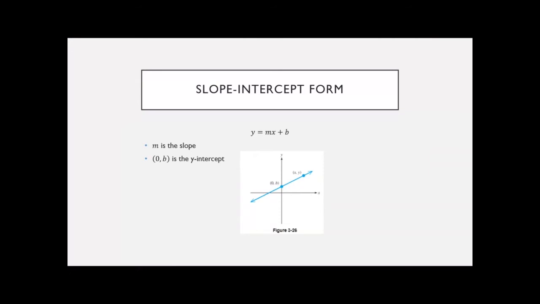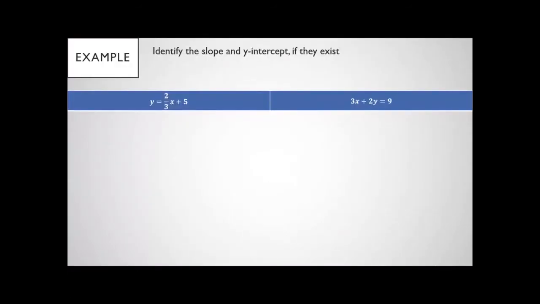So the value for b is where the graph hits on the y-axis, as you can see on this graph. So b is where it crosses the y-axis, and then you may have some other point. But for slope-intercept form, you need to know the slope and you need to know the y-intercept. So we're going to start with some examples where we will identify the slope and y-intercept if they exist.